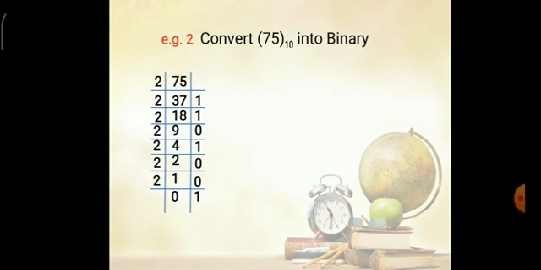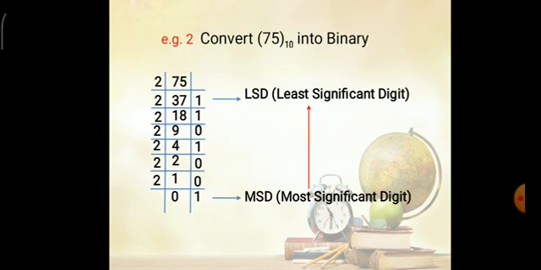After the division process, we will check the LSD and MSD, and we will write all the remainders from MSD to LSD to obtain the binary equivalent, that is 1001011.